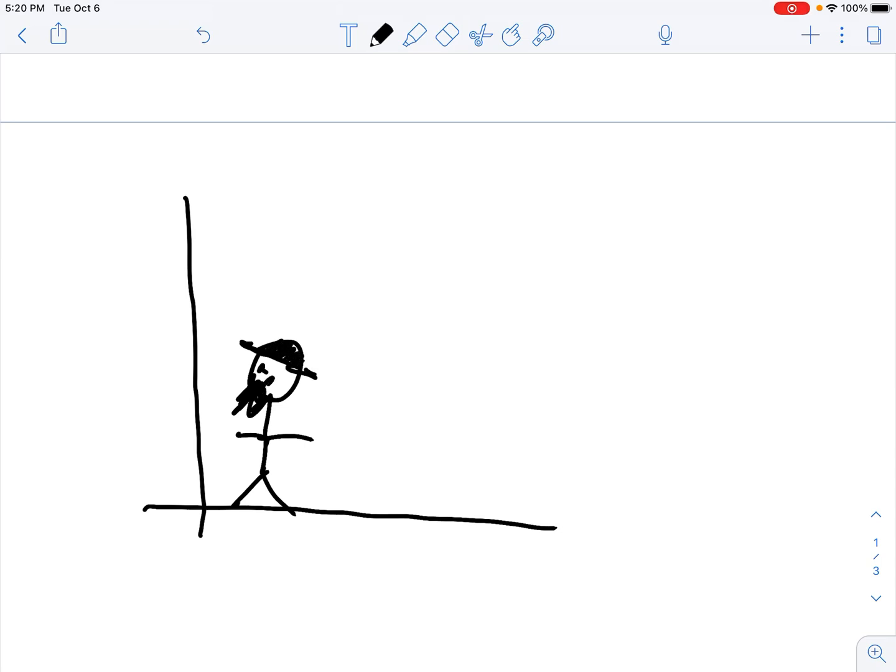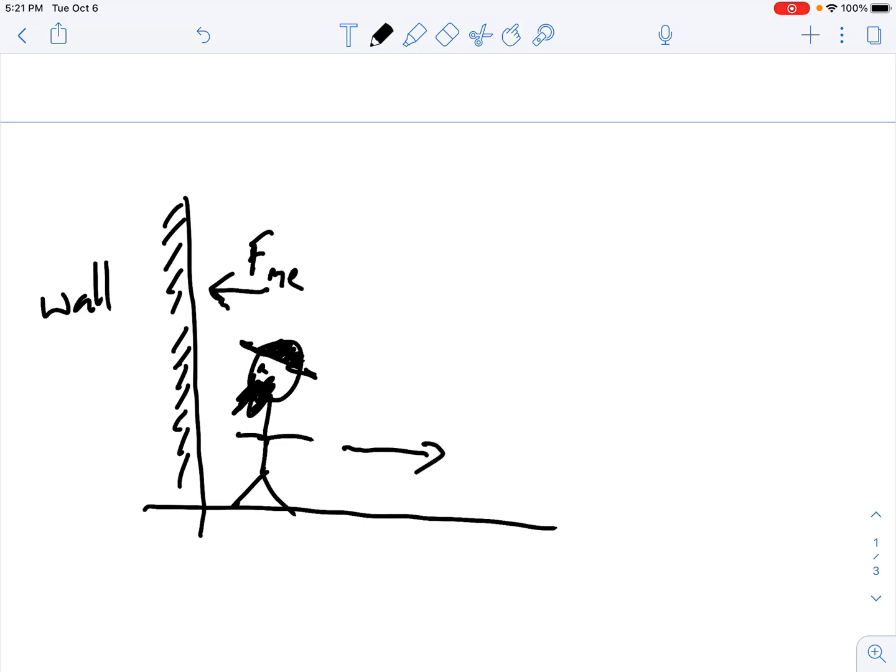So there's me, put a beard on me, and got my baseball cap. There we go. Alright, and this is a wall. Let's just say that I apply a force that direction. So there's a force, I'll put subscript me, meaning that it's me applying that force. So I push on the wall, and does the wall move? Well, I'm not that mighty, so I suspect that the wall will not move. But if I lean in and push really hard on that wall, I am going to move that way, right?